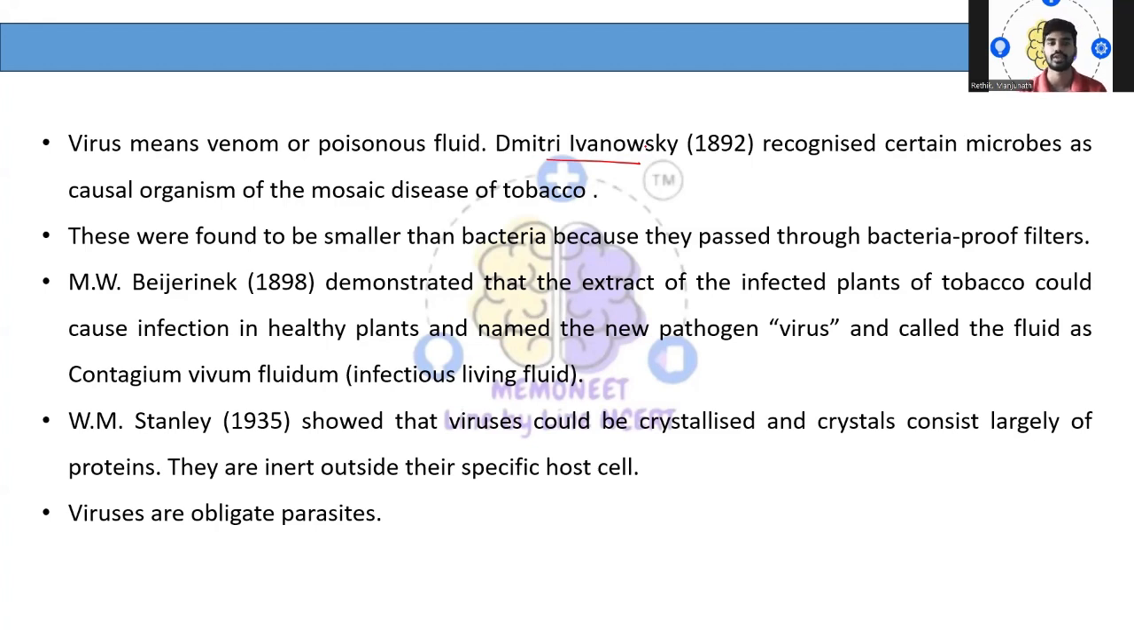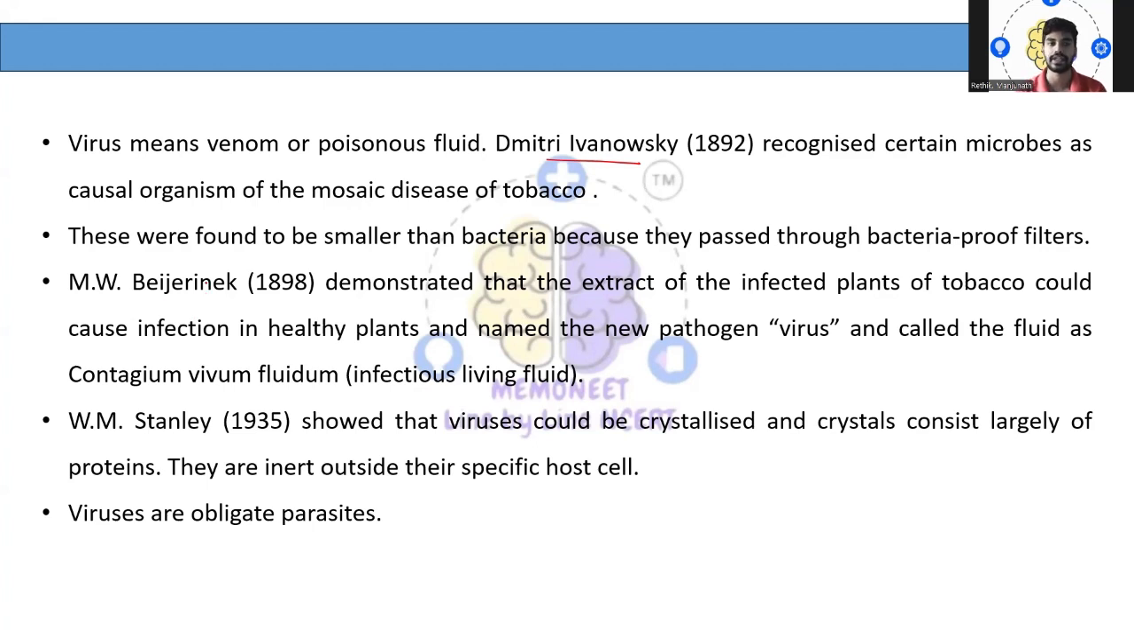These were found to be much smaller than even bacteria. Compared to the bacterial size, they were found to be very small because they even pass through bacteria-proof filters. That is, the filters which even hold the bacteria, yet these organisms were able to pass through those minute pores.